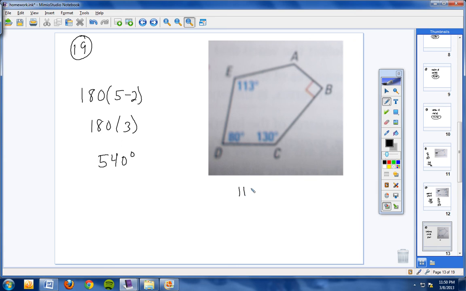Now so far we have 113, and then we have 80 and 130, and then we have a right angle, which is 90. So we add all these up and get 413. So now we subtract 413, and we should get 127. Let's see if that's right. Yes, that is the right answer. So angle A is 127 degrees. If you add all these angles up, you will get 540.